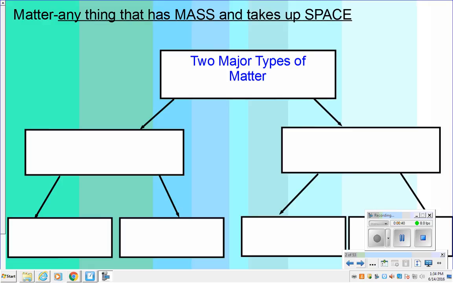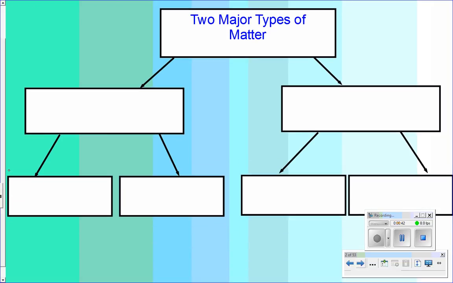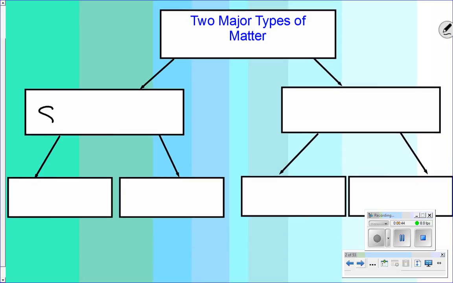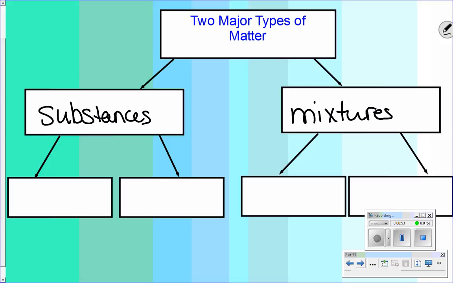There are two major categories of matter. There are substances, and there are mixtures. Substances can be classified as elements or compounds. Mixtures have to have more than one substance physically combined in them. We'll talk more about that in a minute.